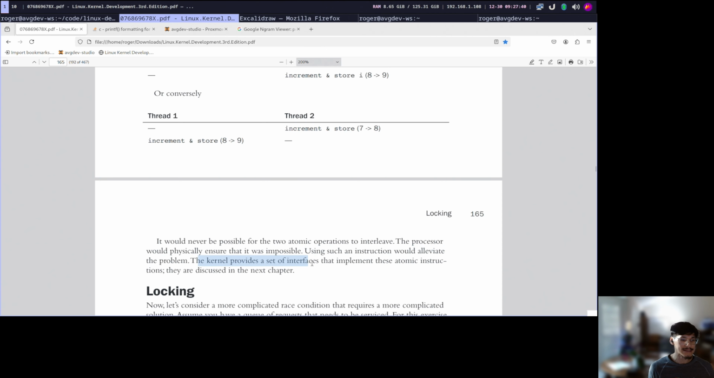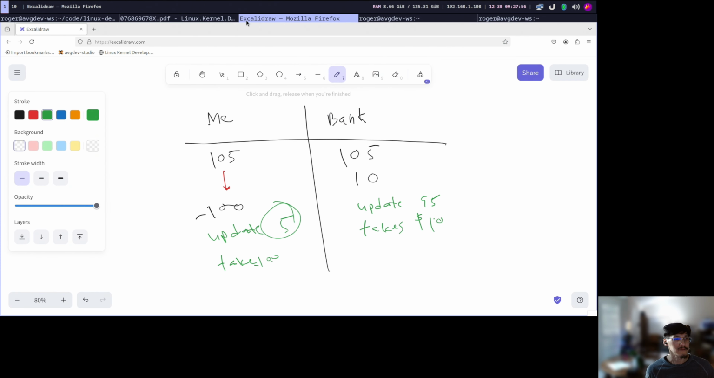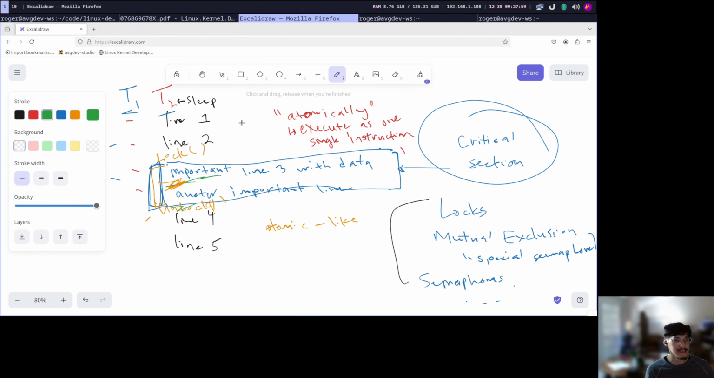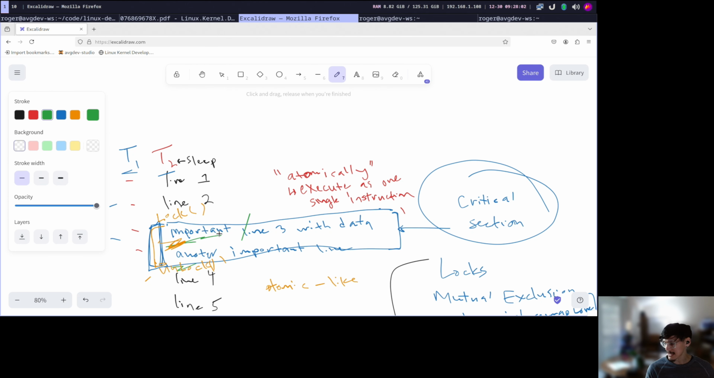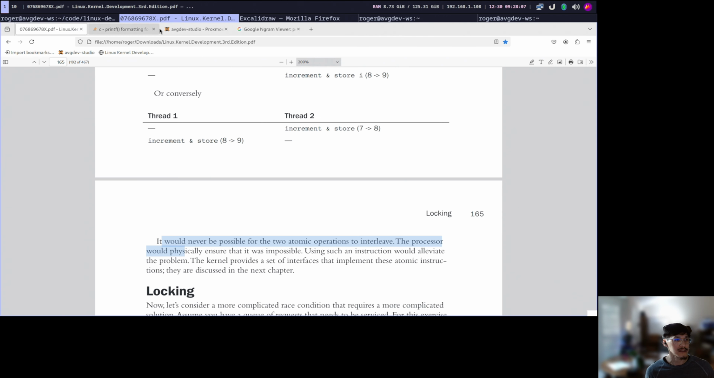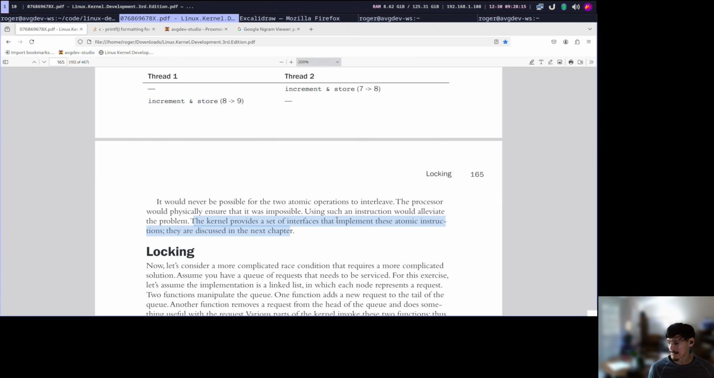The kernel provides a set of interfaces that implement these atomic instructions, as discussed in the next chapter. So there's a physical way to do it, but it's very simple. It only does these types of values. But obviously in the real world, like we saw before with this critical region right here, it's doing a lot of things, not just taking a value and incrementing it or doing that one single operation, right? So the kernel provides in software a way to simulate that with the locks and everything to make it act like it would be executing in one shot.